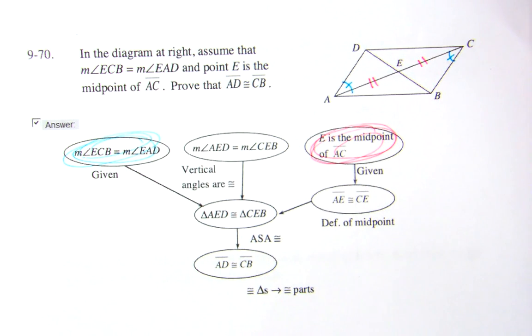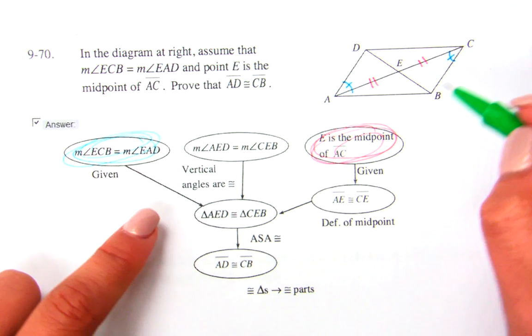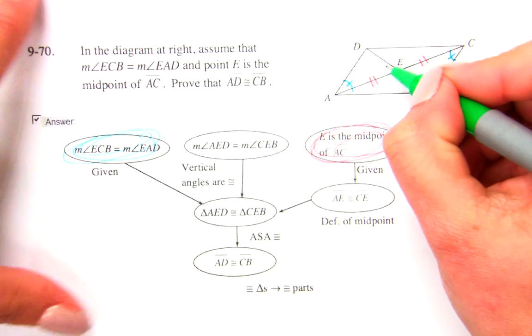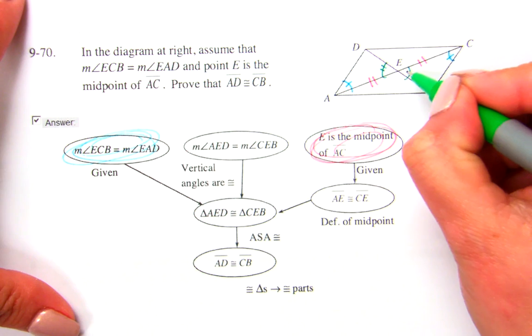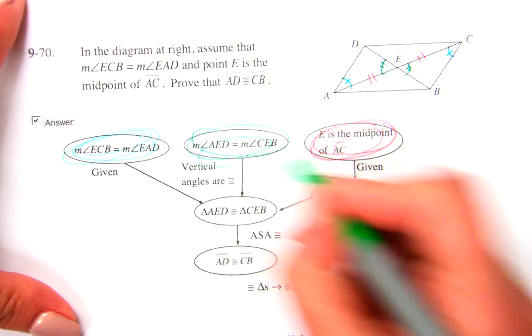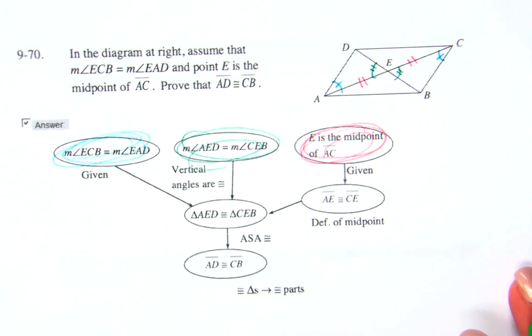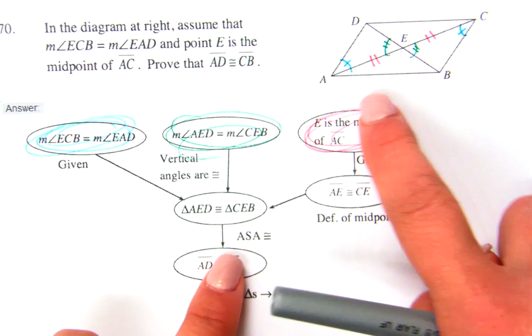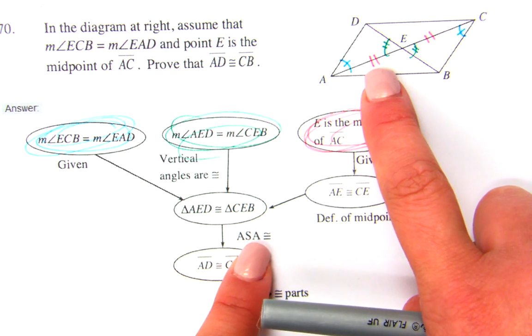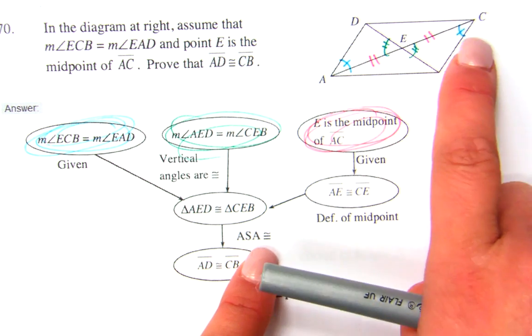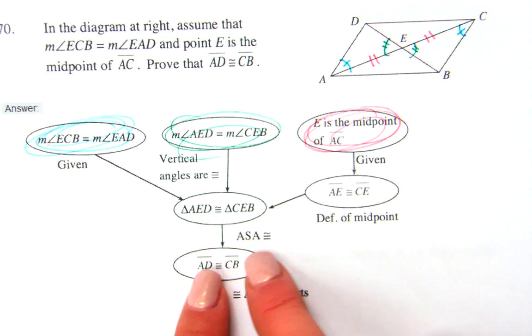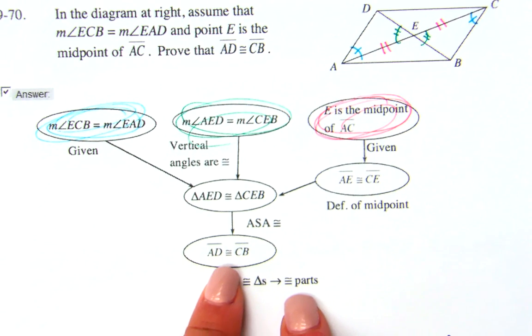And then it says that AED is equal to CEB, which gives you this angle right here is congruent to this angle right there, since they're vertical angles. And so now you have angle, the blue angle, this red side in the middle, and then the green angle. So blue, red, green. So we have angle, side, angle. And then you have that AD is congruent to CB as a line segment, because congruent triangles give you congruent parts. Okay, that was 70.